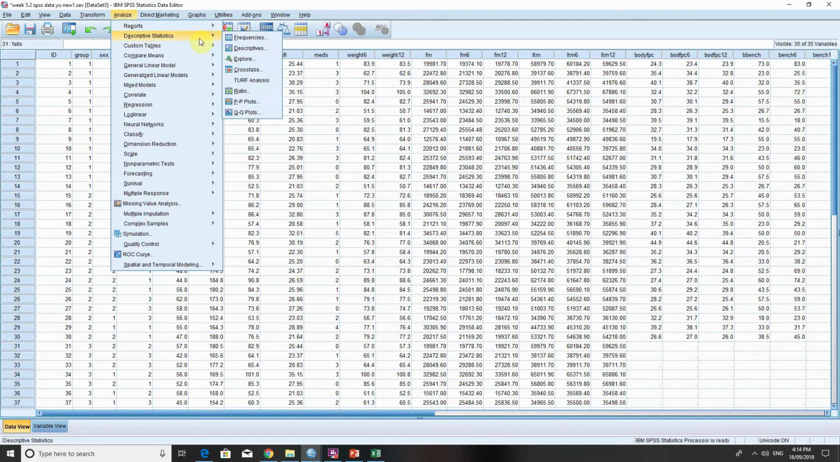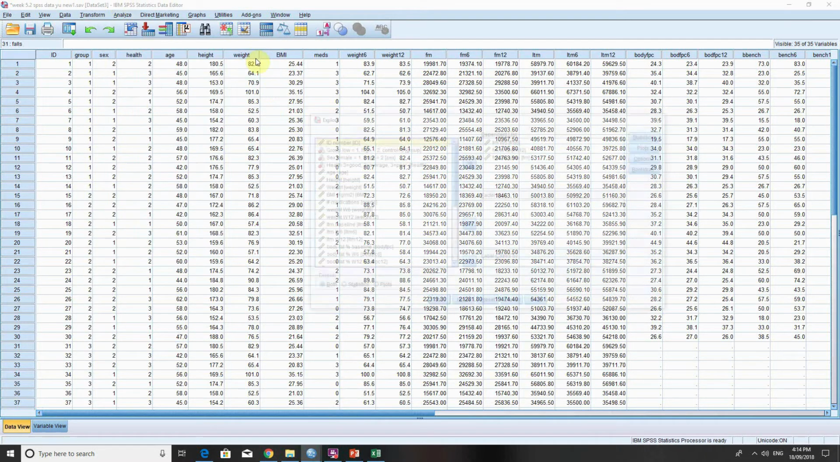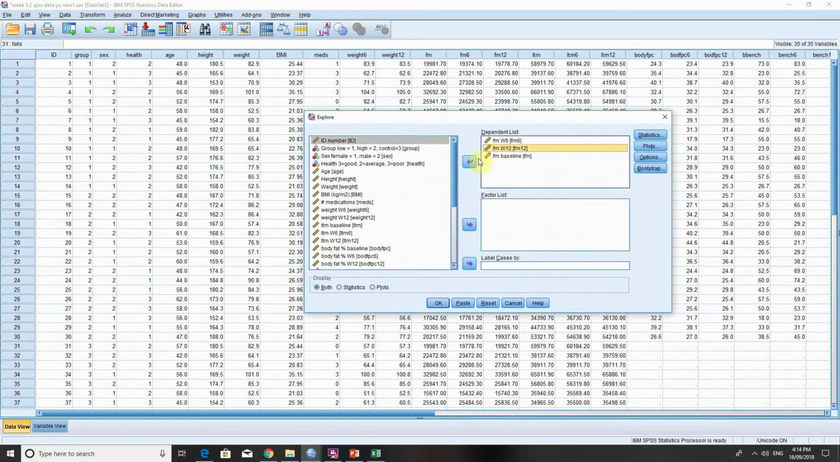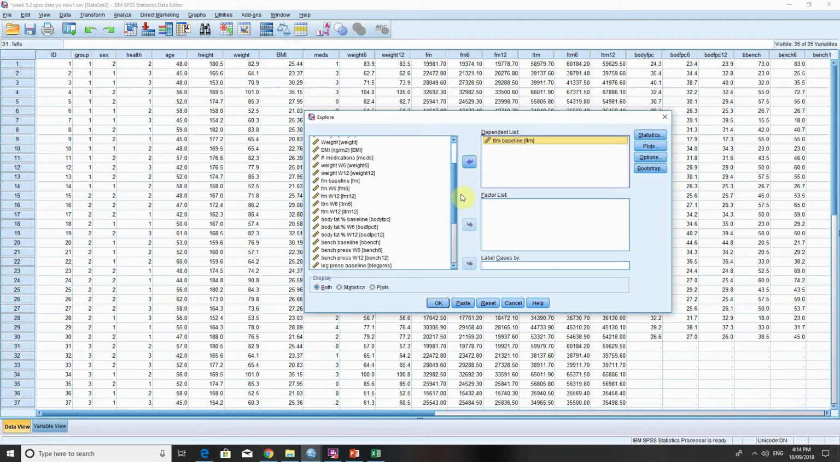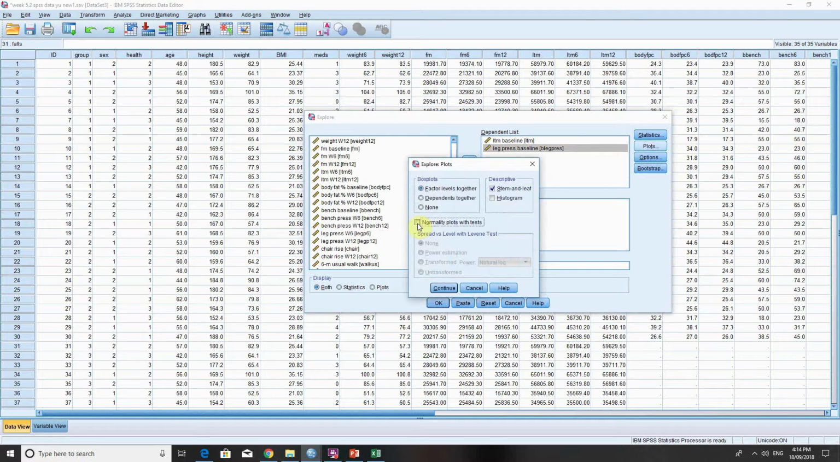So if we're looking at lean tissue mass baseline and leg press baseline, I'm going to go to Analyze, Descriptive Statistics, and Explore. Get rid of these ones. So what we're looking at is LTM baseline and leg press baseline. Go to plots and make sure normality plots with tests is actually clicked.